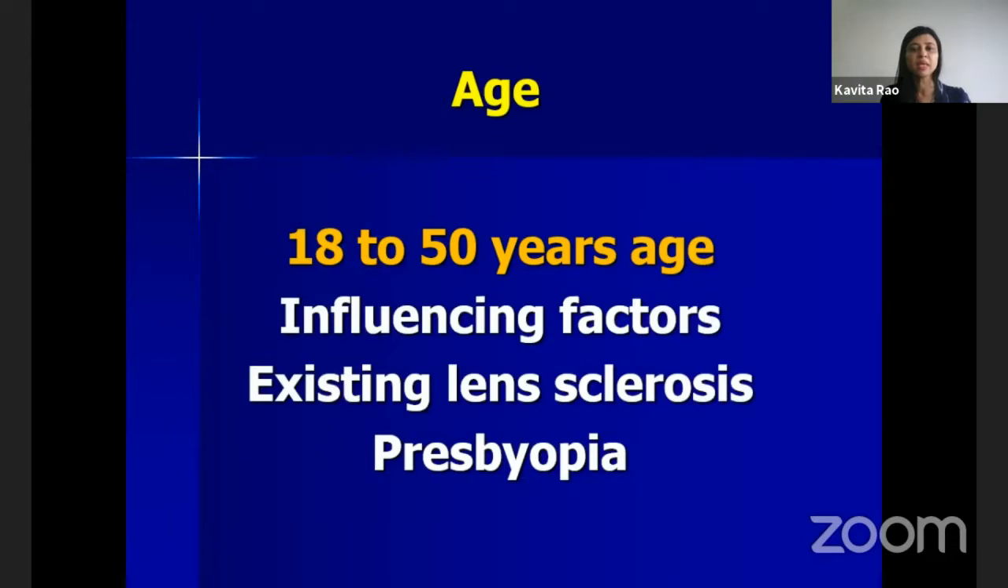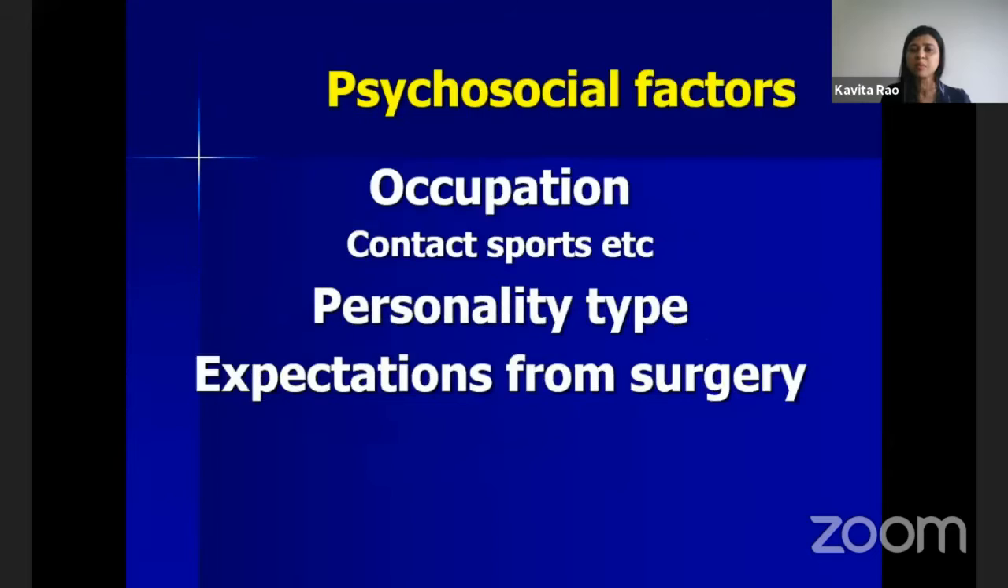I think workup begins with age. When the patient comes to you, this is the age range in which generally refractive surgery is done. If you're not talking about refractive cataract surgery, I'm talking about lens-based and cornea-based refractive surgery. If you're looking at the older range of patients, then definitely make sure that you're looking for lens sclerosis, because if there is any existing lens sclerosis, then you don't want to do a cornea-based surgery or even an ICL in that patient.